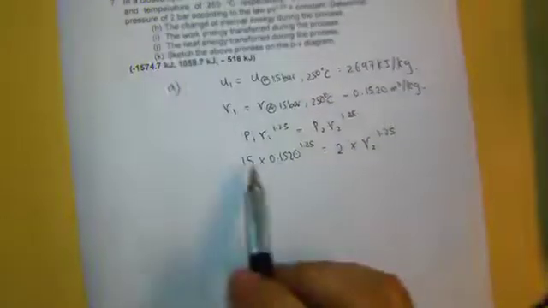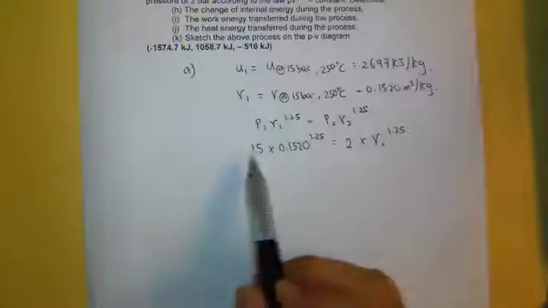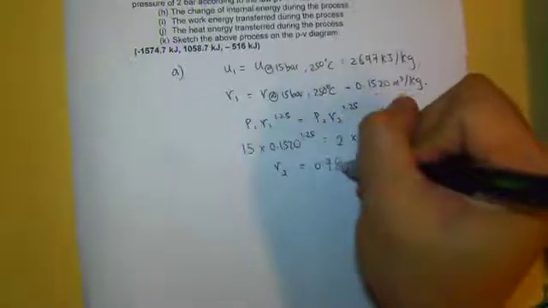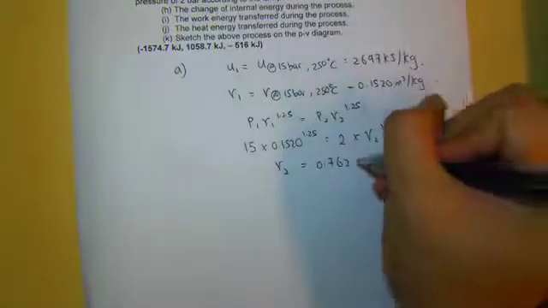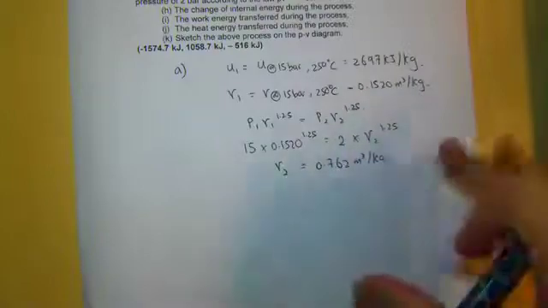Take note over here, I do not have to change the P into SI unit because both sides are the same, 15 bar, 2 bar. Alright, so using your calculator, you can get your V2 to be 0.762 meter cube per kg. So we know that now V2 is this.